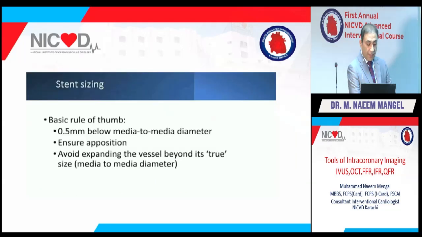For stent sizing, remember this: there is an intrinsic problem with IVUS, that IVUS will always oversize your vessel, by almost 10%. For example, when IVUS shows that the vessel size is 5 millimeters, it means it is 4.5. So you should plan your stent and the post-dilatation balloon according to it. You should remember this thing.